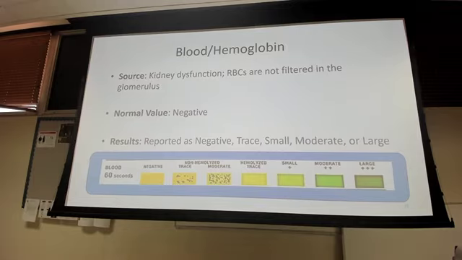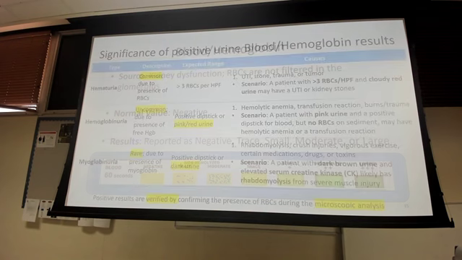All right, so let's move on to blood and hemoglobin. So sources: kidney dysfunction, and the red blood cells are not filtered in the glomerulus. Your normal values are negative. Results can be negative, trace, small, moderate, or large.